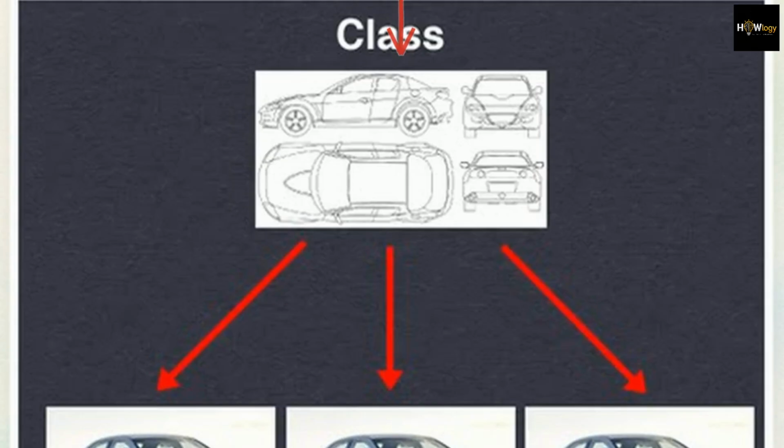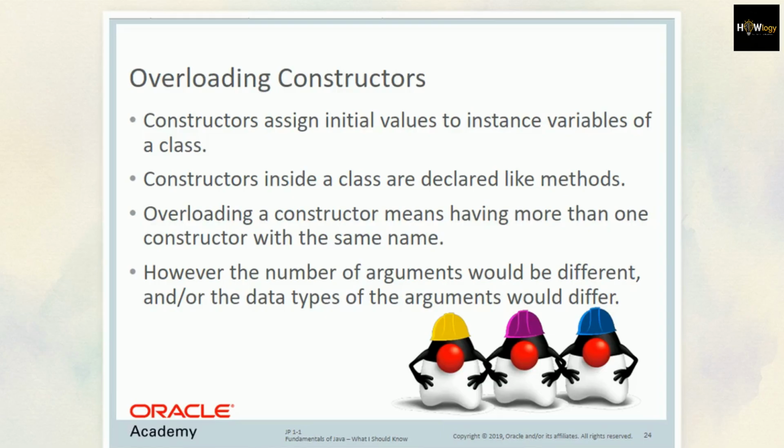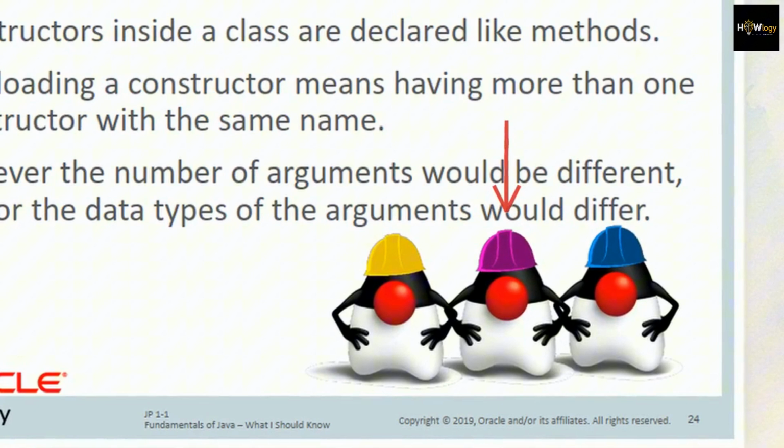To bring that blueprint to life, we use a constructor method and the new keyword, acting as a factory assembly line. This process is called instantiation. The constructor stamps out distinct physical objects, like objects 1, 2, and 3. Looking at this slide, we see 3 different mascots. Developers use overloaded constructors to create these variations. This allows objects to be generated with custom features right off the assembly line.